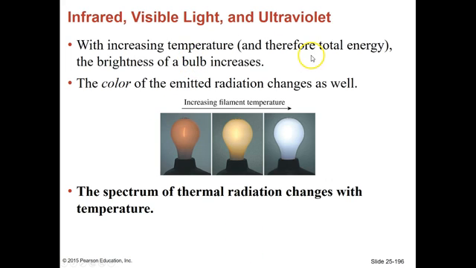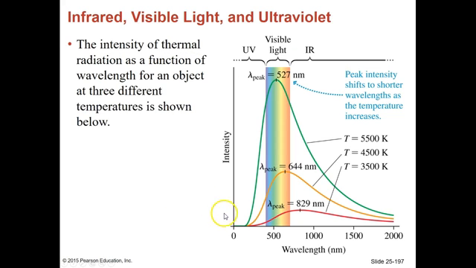With increasing temperature and therefore total energy, the brightness of a bulb can increase. The color of the emitted radiation will also change. So we see different temperature filaments here. This is a very low temperature filament, a little bit higher and a little bit higher. Sometimes you'll see light bulbs rated in K values. If you've ever done any art, they talk about the temperature of the light hitting it and how that can change the colors that you would see in a room. So that spectrum of thermal radiation does change with temperature. Here are some different things that we can see.